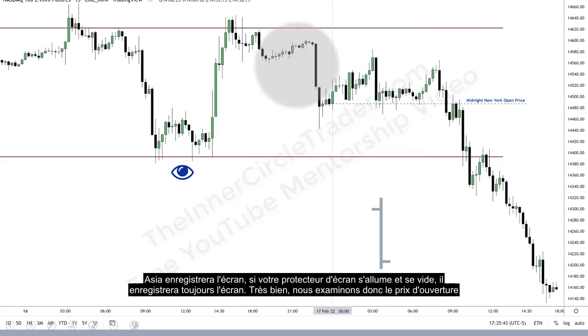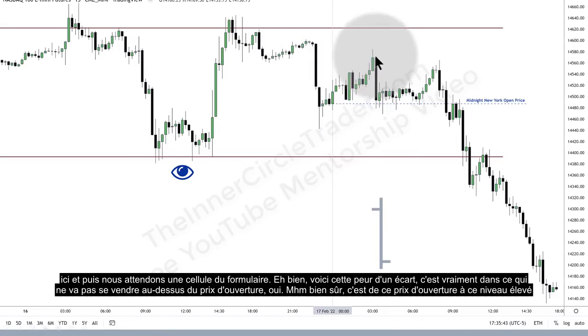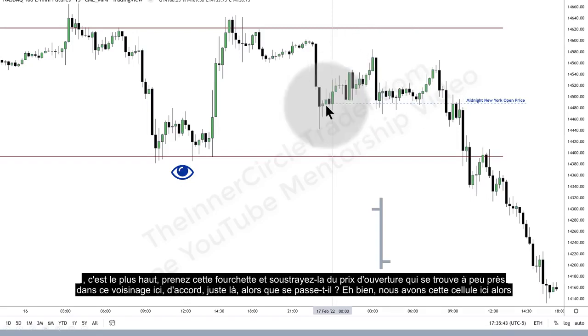All right, so we're looking at the opening price here, and then we're expecting a sell to form. Well, here's that fair value gap. It rallies up into that. Isn't that a sell above the opening price? Yep, sure is. From that opening price to that high, that's the highest high. Take that range and subtract it from the opening price. That's about in this vicinity here.